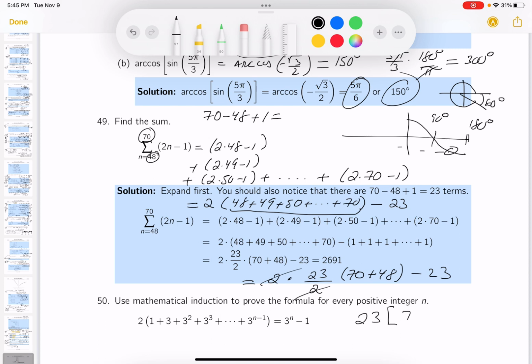And what do you get? 70 plus 48 minus 1. Let me keep going. 23. 70 plus 47, right? Let me write that down for you. That's a 7 when I add together. 117.